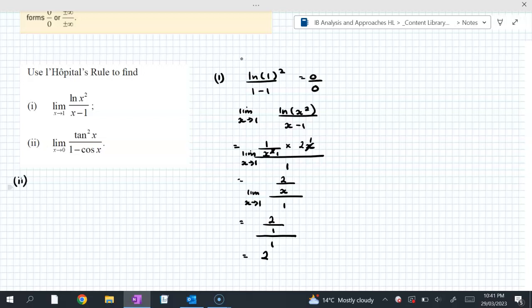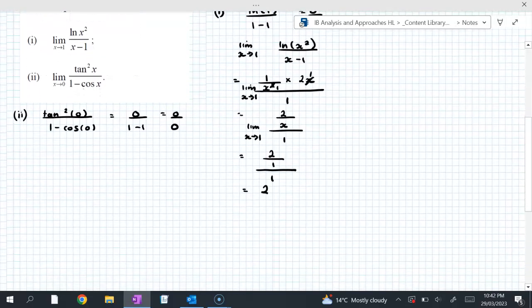In the second one, I've got the limit as x goes to 0 of tan squared on 1 take cos squared. So if I put in 0 here, I've got tan squared of 0 and 1 take cos of 0. Tan of 0 is 0 and cos of 0 is 1, so it's 0 on 0. So this is another suitable form for L'Hopital's rule.